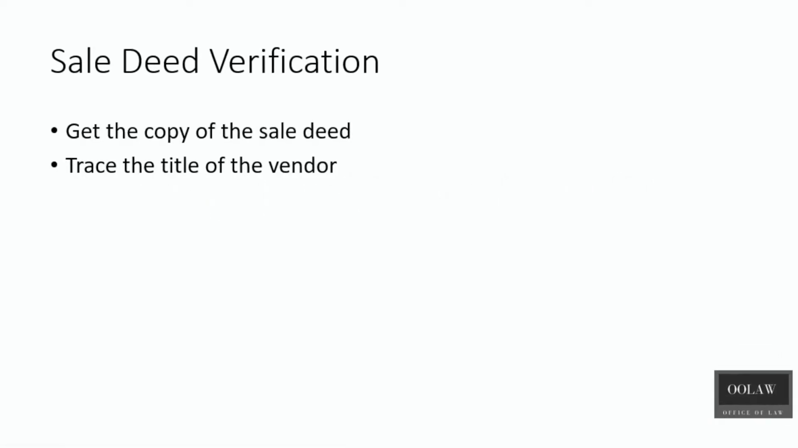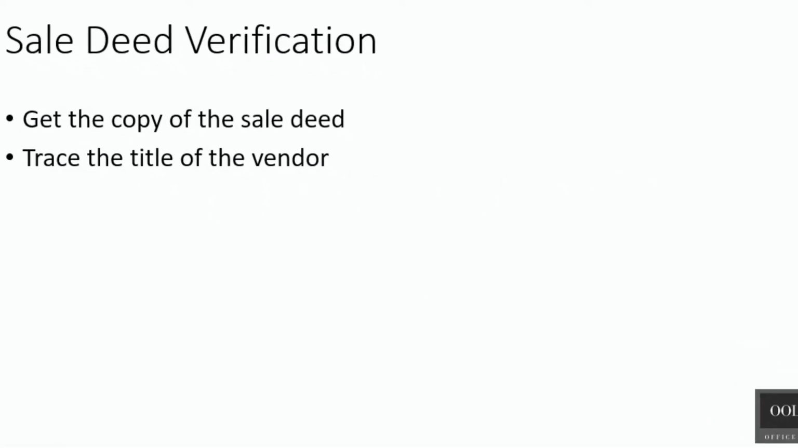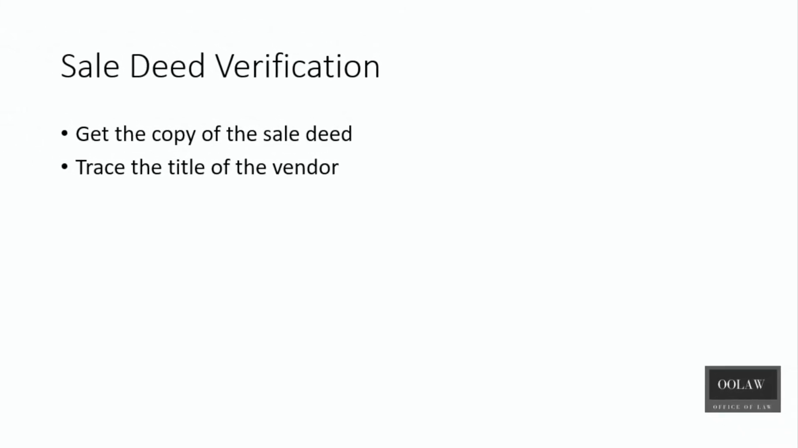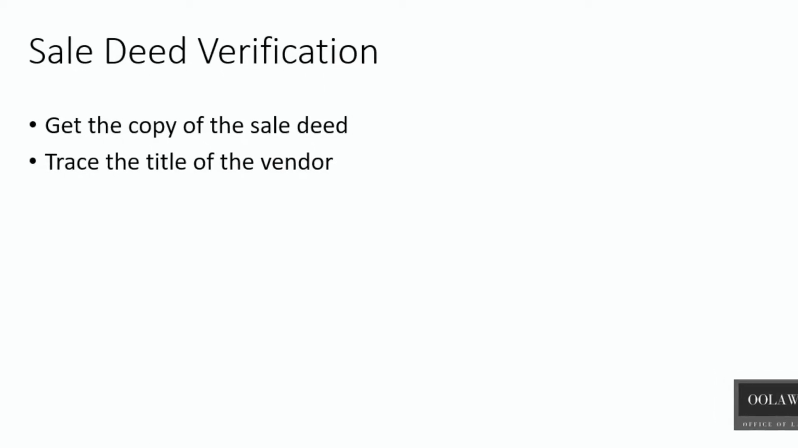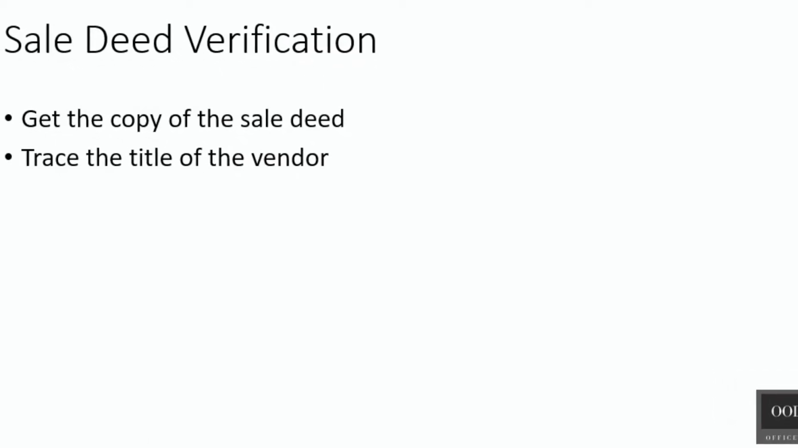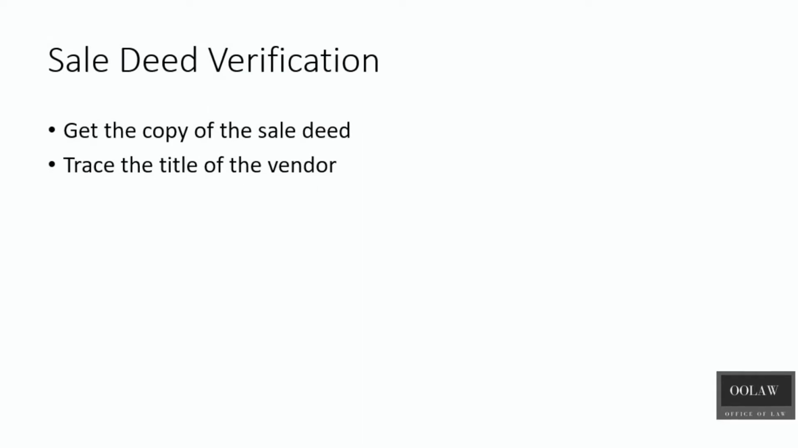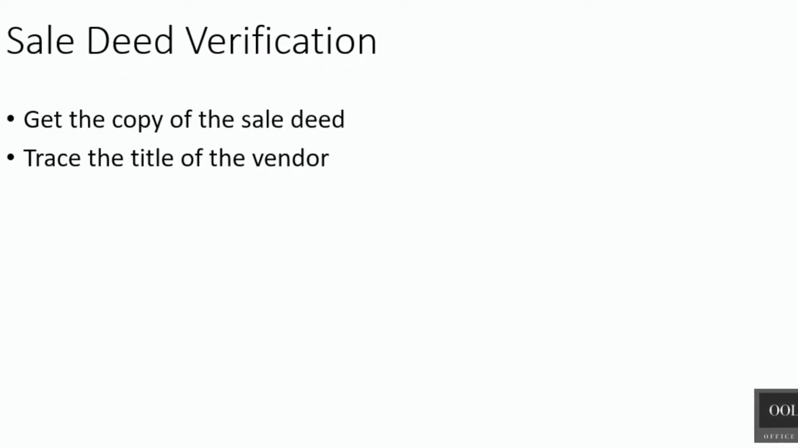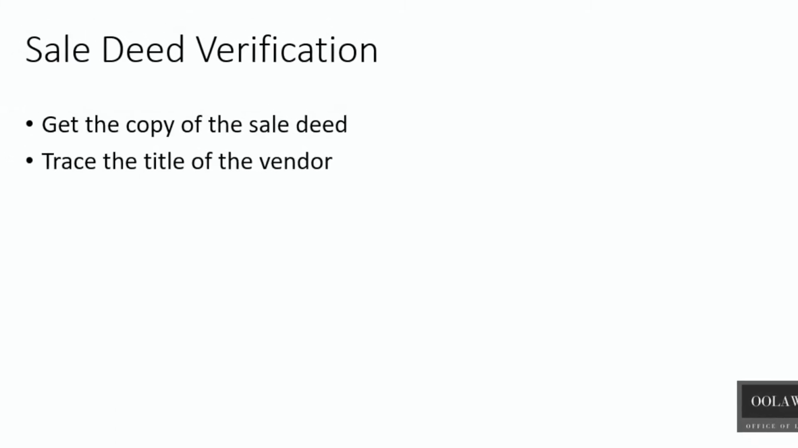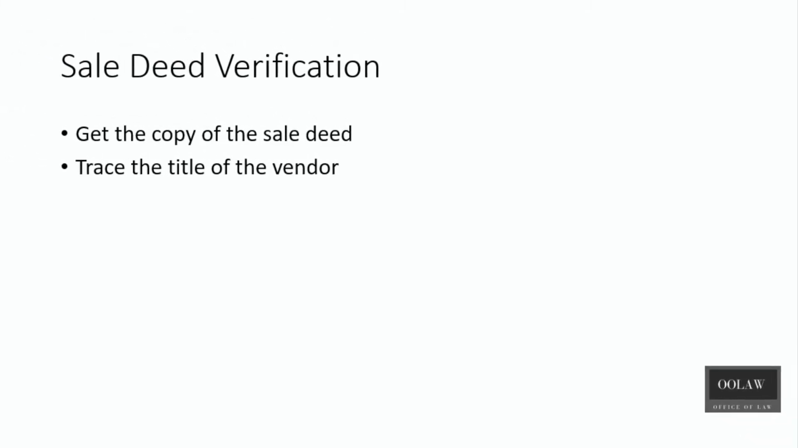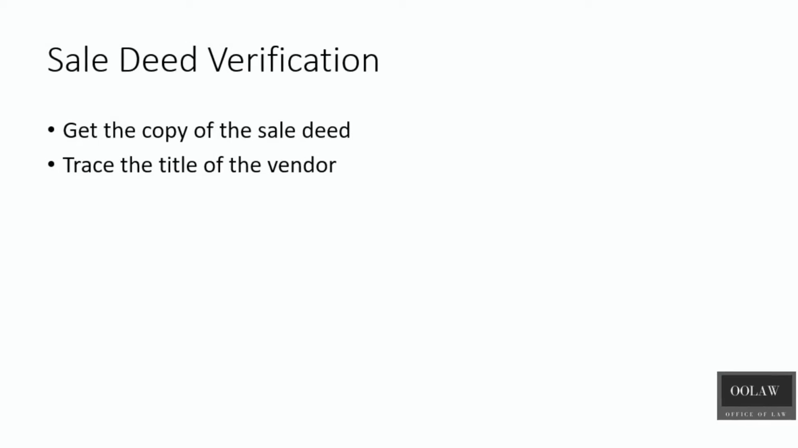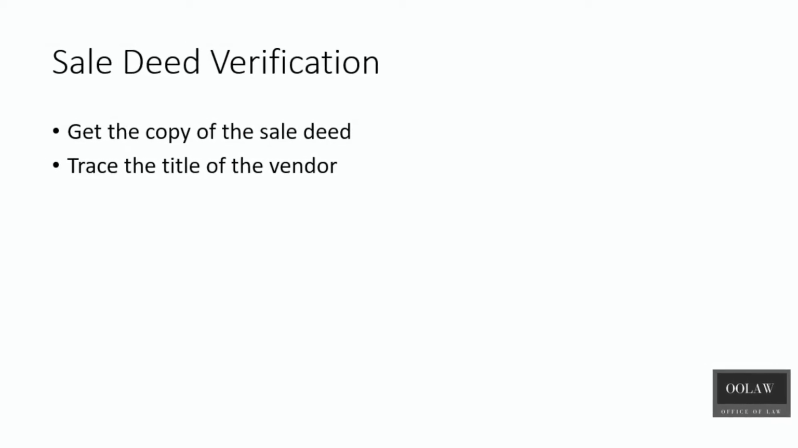The first step is sale deed verification. We need to get the copy of the sale deed from the vendor. Vendor is the person who sells the land. And from that sale deed, we have to trace the title as to how the property came into the hands of the vendor. And we need to ask for all the parent documents of this land. If the vendor does not have the parent document, then we need to get it from the concerned sub-register office with the document numbers mentioned in this sale deed.